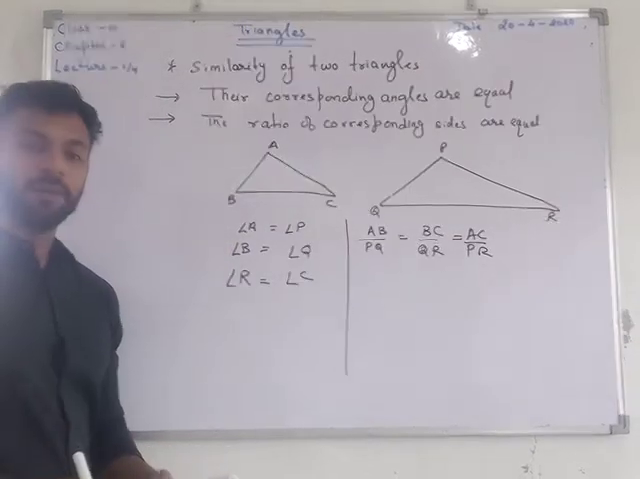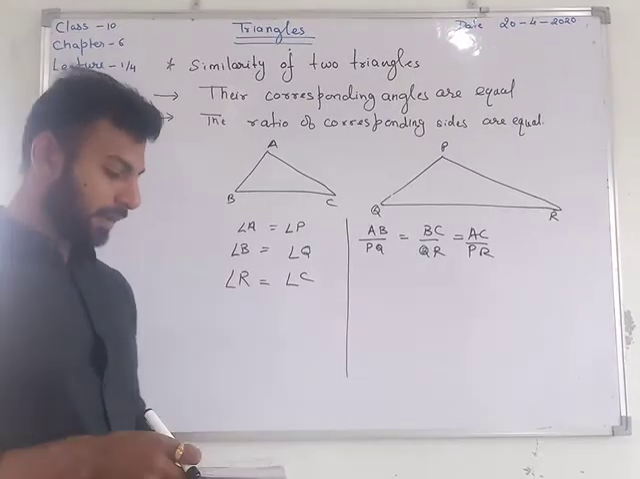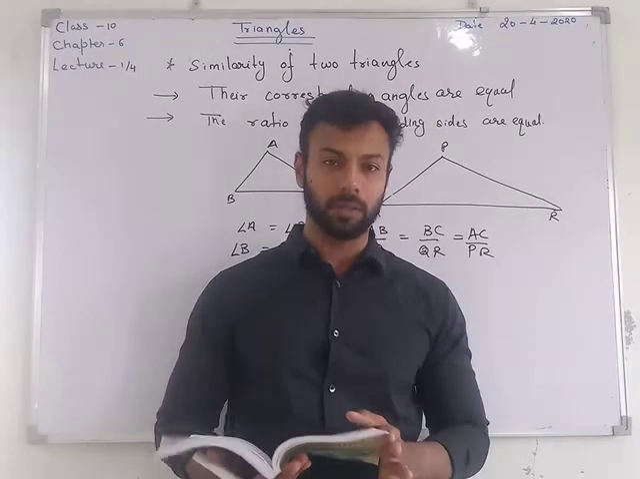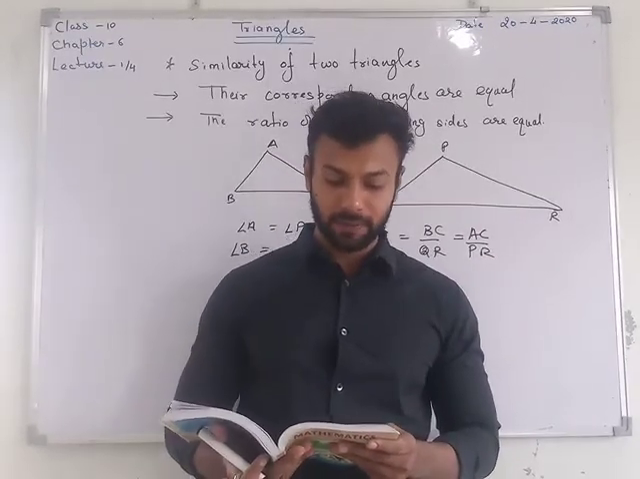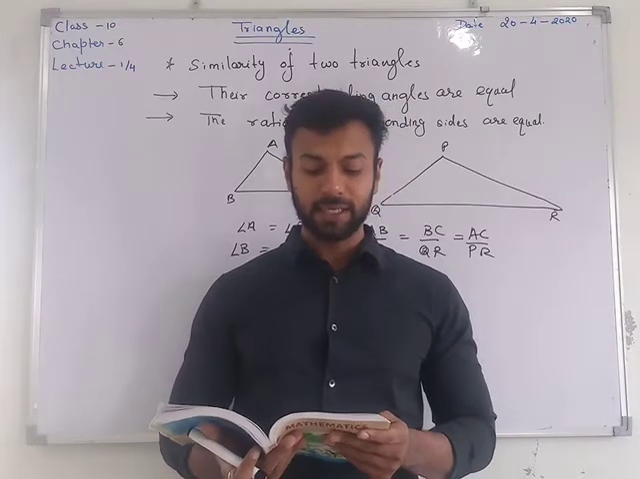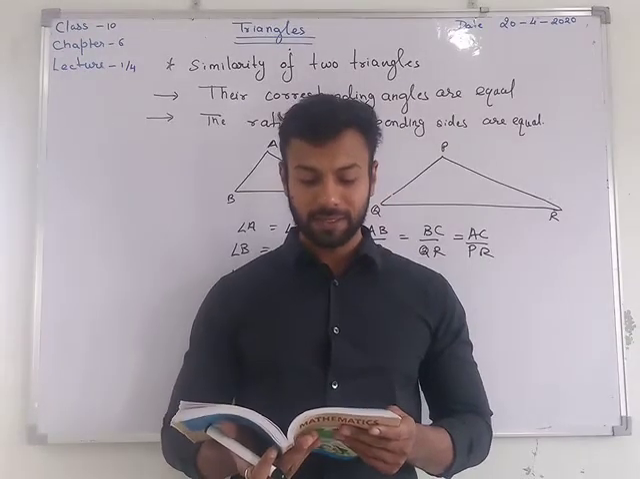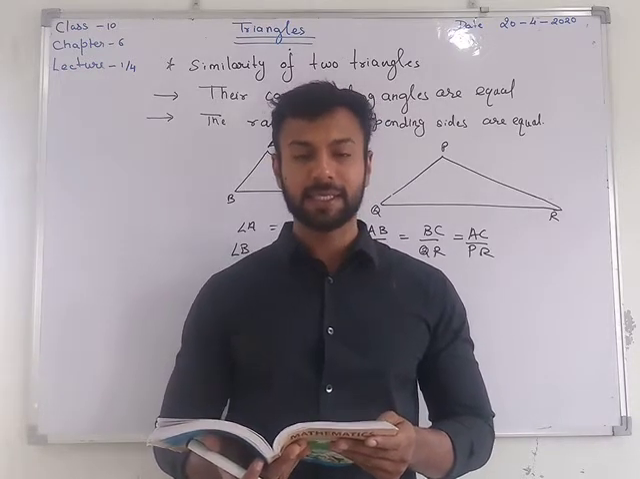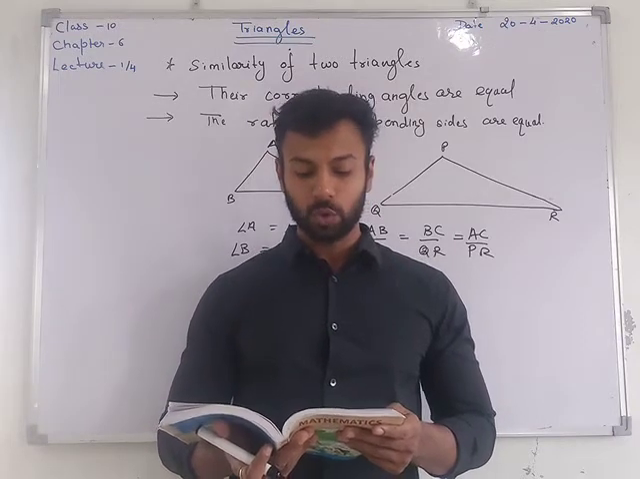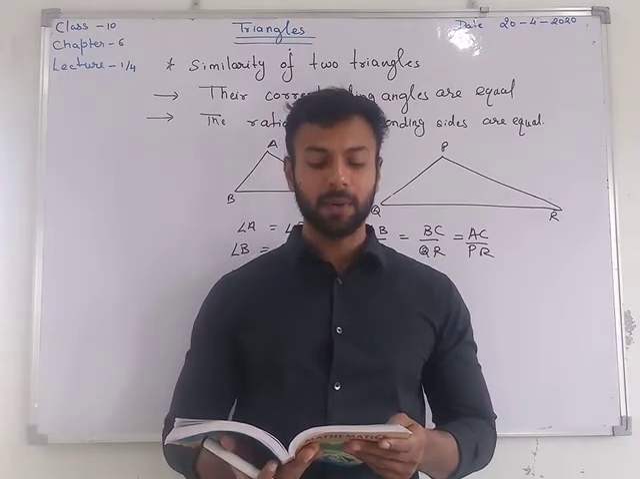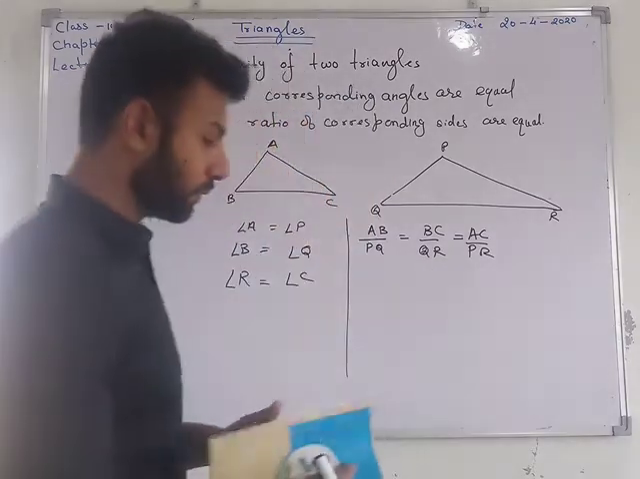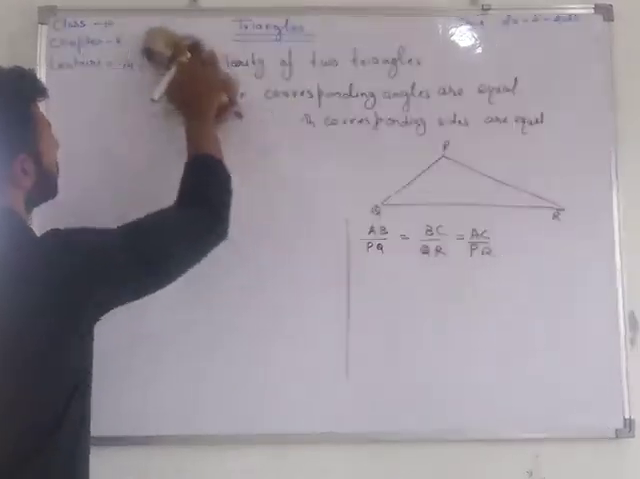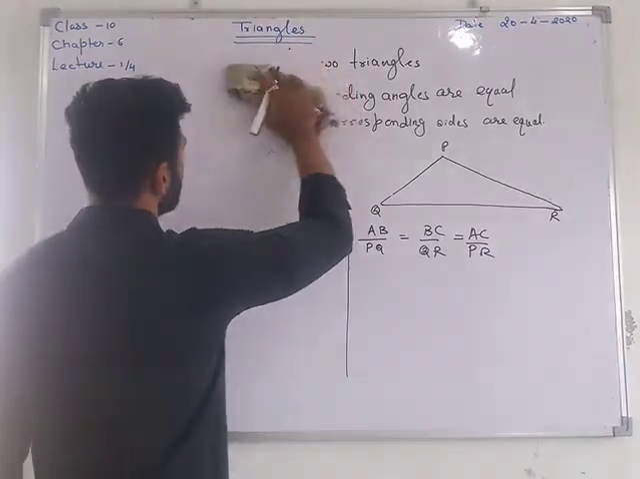Now let us move to the first theorem of this chapter, which is very important and also known as the basic proportionality theorem. This is theorem 6.1 from the NCERT. If a line is drawn parallel to one side of the triangle to intersect the other two sides in distinct points, the other two sides are divided in the same ratio. Now we can see the proof of this theorem.